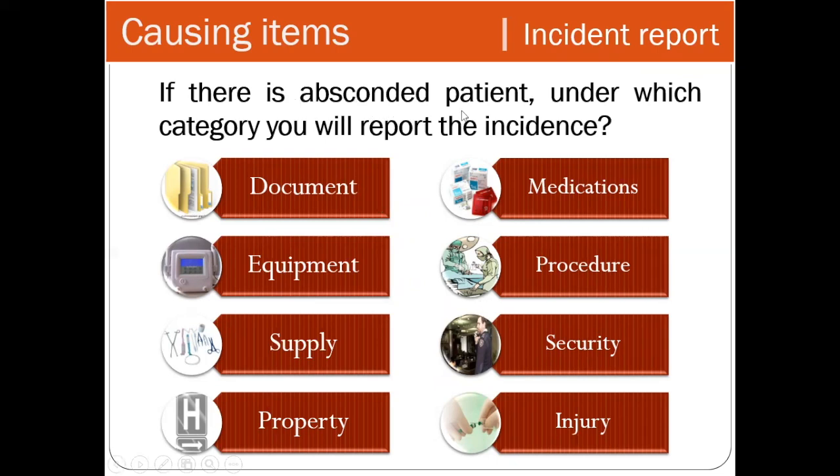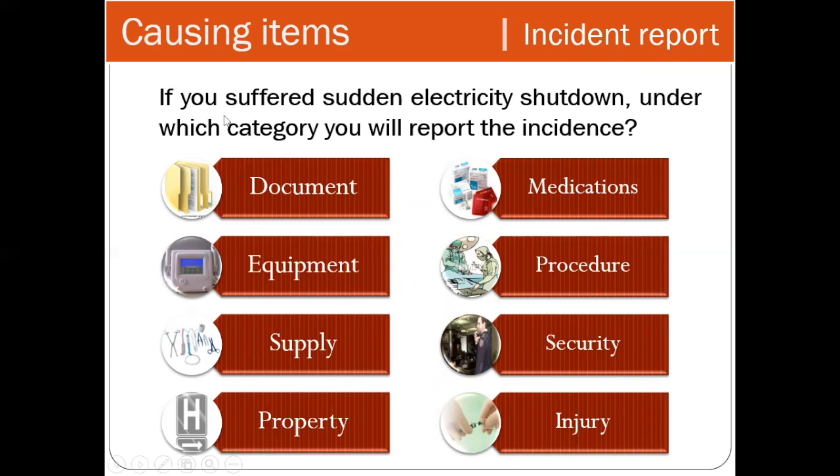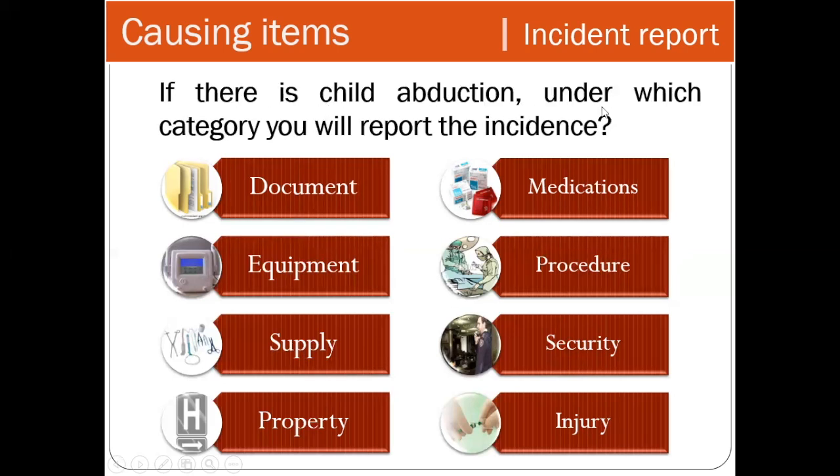If there is an absconded patient, under which category will you report it? It could be security. Report under security. If you suffer a sudden electricity shutdown, it's under supply or under equipment. If there is a child abduction, under which category? Security. If a physical assault, under which category? Security. Could be injury if the staff or the patient has an injury.